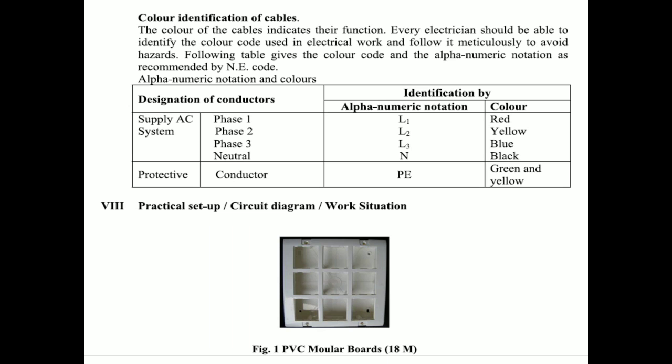For the first line or first phase we have to use red color. For the second line we have to use yellow, and for the third we have to use blue, and for the neutral wire we compulsorily use black wire. For protective devices such as grounding or earthing we use green or yellow wire. Okay, next, eighth point: practical setup, circuit diagram or work situation.